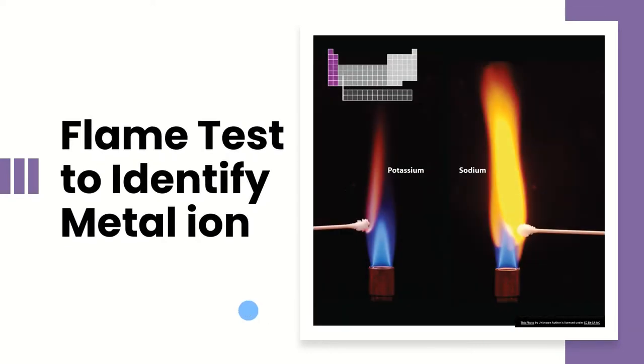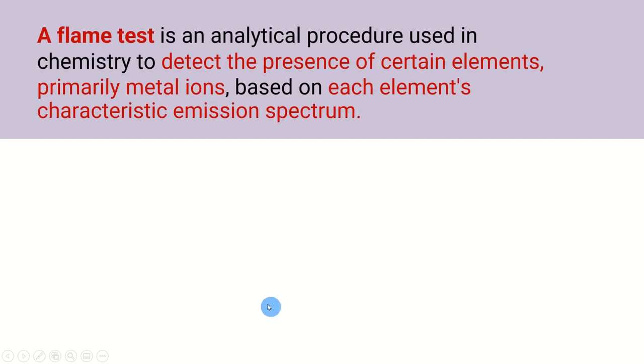This video is going to be about the flame test to identify the metal ion. A flame test is an analytical procedure used in chemistry to detect the presence of certain elements, primarily metal ions, based on each element's characteristic emission spectrum.